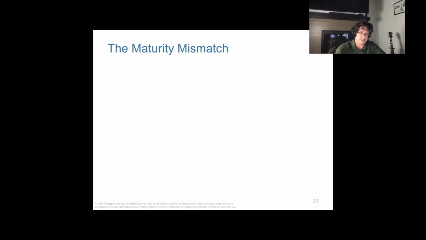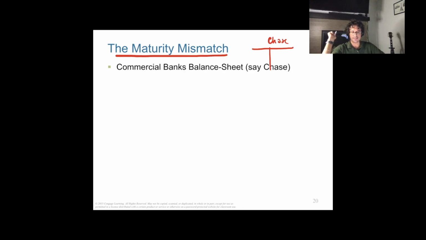So the question is, why do banks like Chase or Citigroup or Bank of America, you just pick one of these names, it's not the name Chase per se, why do commercial banks in general have an inherent fragility in their business? Why is the business of banking inherently fragile? The reason is given by the maturity mismatch. Let us look at this.